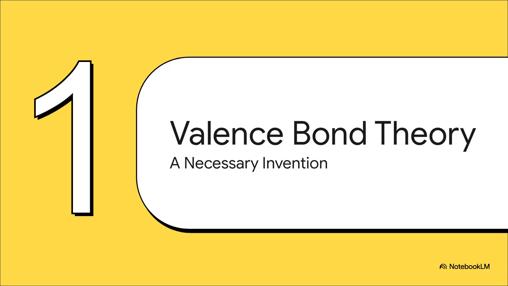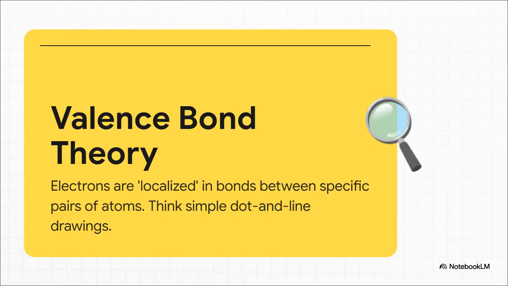Okay, so let's start with valence bond theory. We need to figure out why it was even necessary to come up with this concept of resonance to begin with. At its core, valence bond theory is super intuitive. It's the chemistry you probably learned first, your classic Lewis structures. You imagine two atoms and boom, they share a pair of electrons and a nice, neat little line between them. We call this a localized bond. It's clean, it's simple, and it's incredibly useful for a ton of stuff. But it's not the whole story.